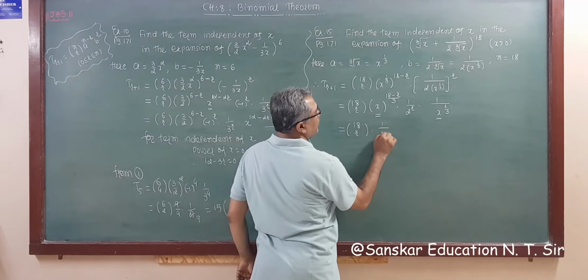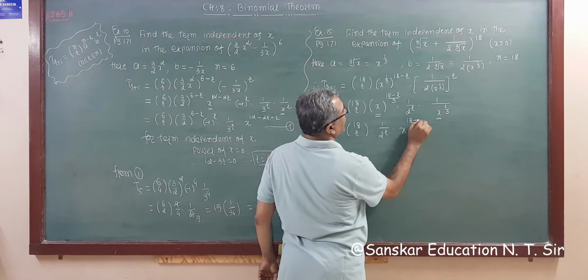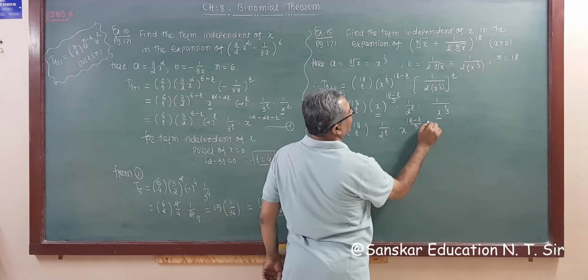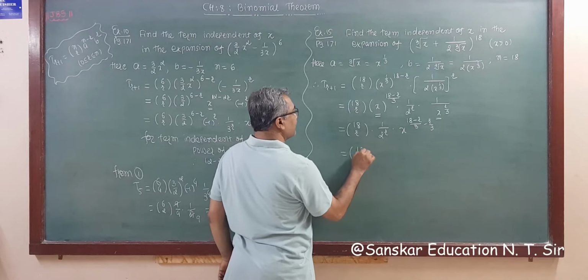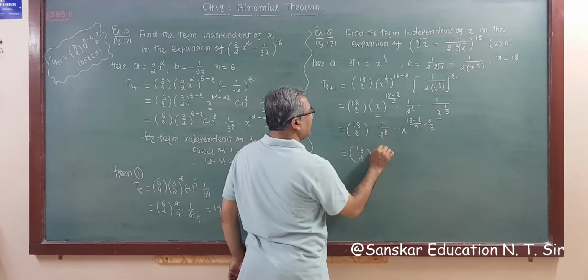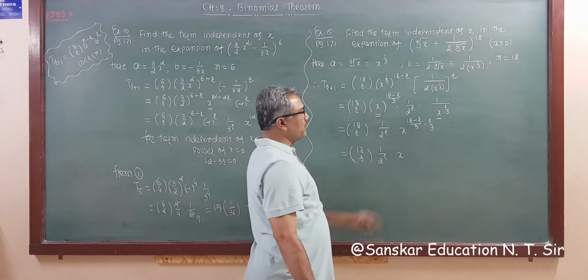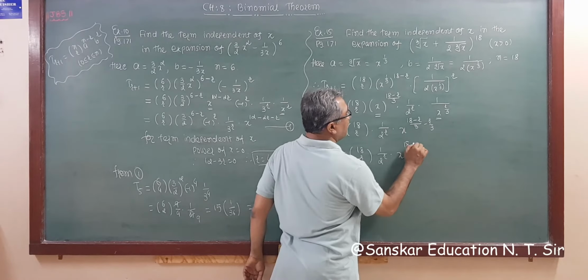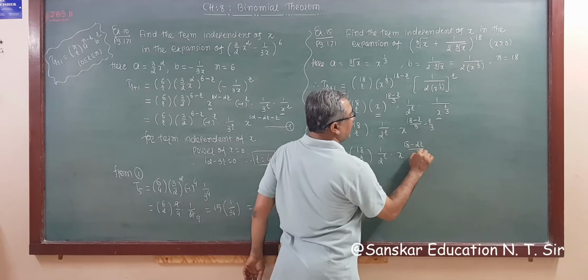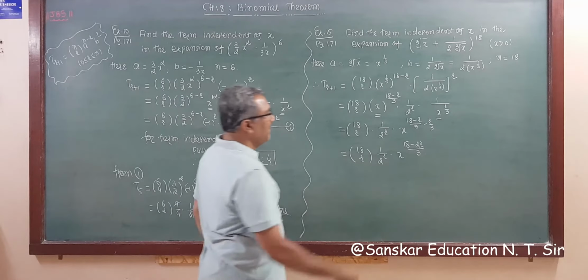This is 1 upon 2 raised to r, and this is x raised to (18 minus r) upon 3 minus r by 3. Right? So simplifying this, what we get? 18Cr, 1 upon 2 raised to r, into x raised to (18 minus 2r) by 3. So 18 minus twice r by 3, right? So we get this equation number 1.